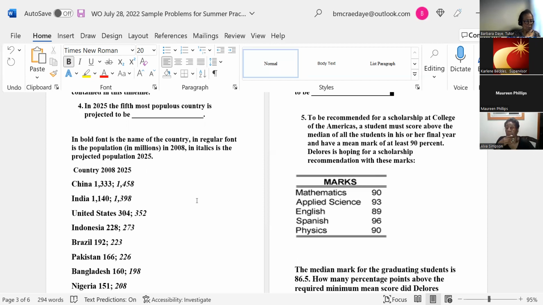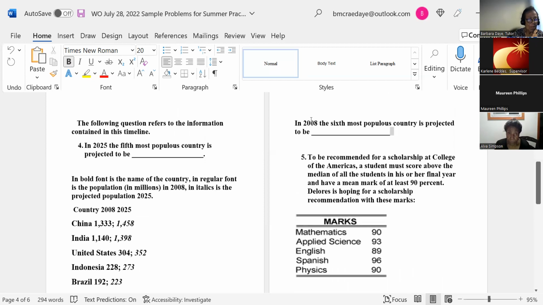Okay. China. Yes, 8 countries, and you put them all in order. Alva, did you put them in order? No, Miss Barbara. Well, the first one is China. It's the biggest. Yes. 1,333 million. Right. So what you're looking for, the population? No. I'm looking for the country again, just like before, except instead of the 5th, I want you to give me the 6th most populous country for 2008.